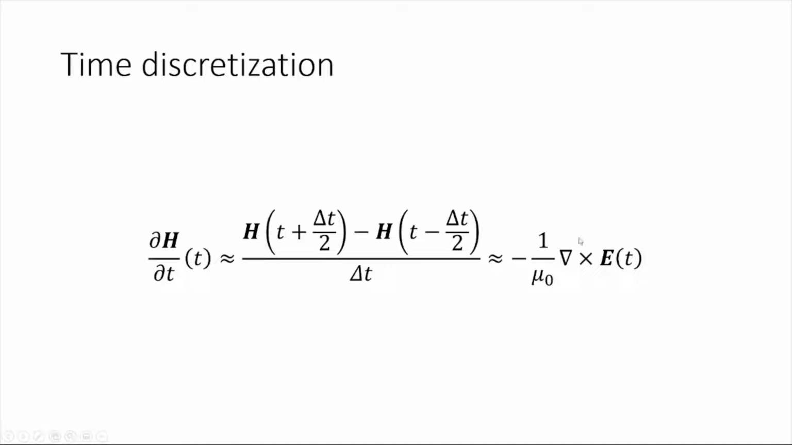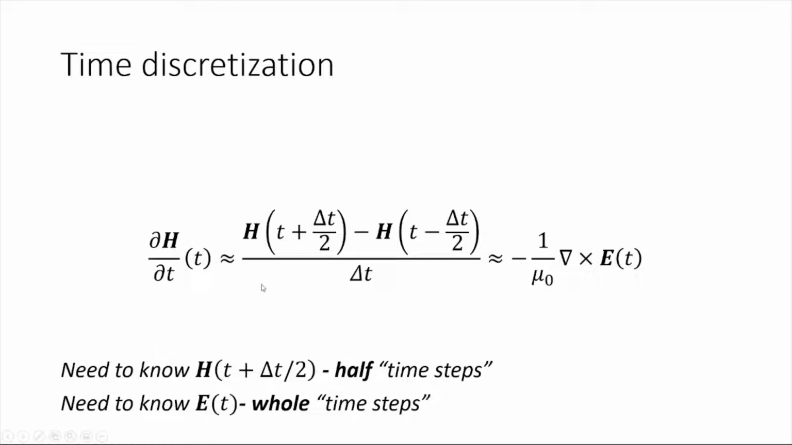And this is equal to the curl of E at t. Why the curl of E at t? It's because this derivative is centered at t. Remember before, you take a point on one side of t, and on the other side of t, that derivative is now centered at t. Okay, so this tells us that we need to know h at these half time steps, right? If we want to evaluate this derivative here, we need to know h at t plus delta t over 2. So we need to know h at the half time steps. And to evaluate the curl of E at t, we need to know E at whole time steps.